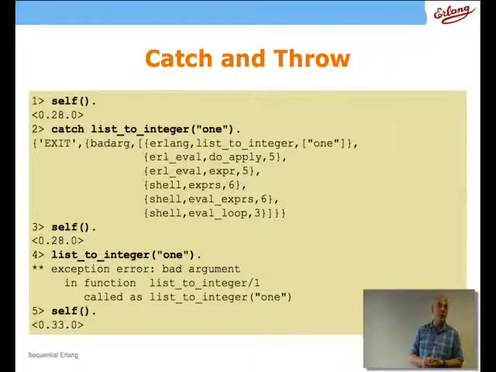If now you make the same list_to_integer function call, but in the shell, what happens is that an exception has been raised. We get the error message saying bad argument, as we heard earlier. But what you see is that it actually killed the shell process, and it's been relaunched with a different PID, 33. So the caught exception returned an ordinary value. The uncaught exception was handled in the shell, which was relaunched. So there you see the essential difference between a caught exception and an uncaught one.